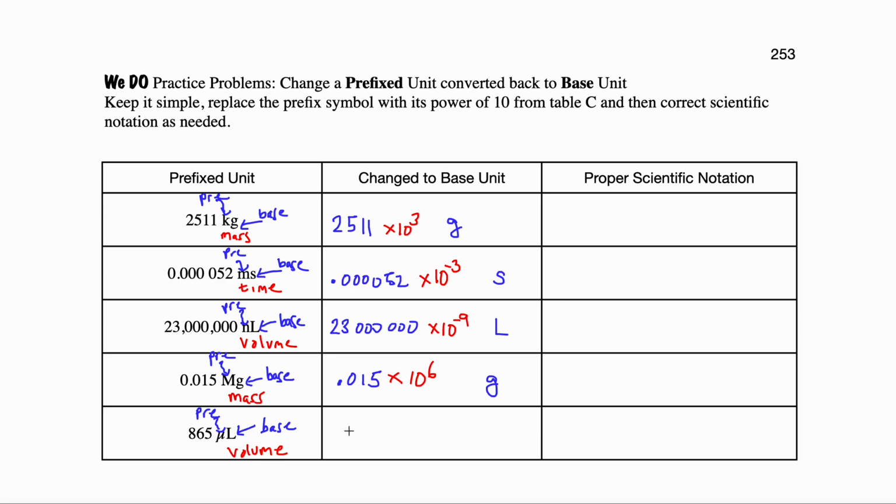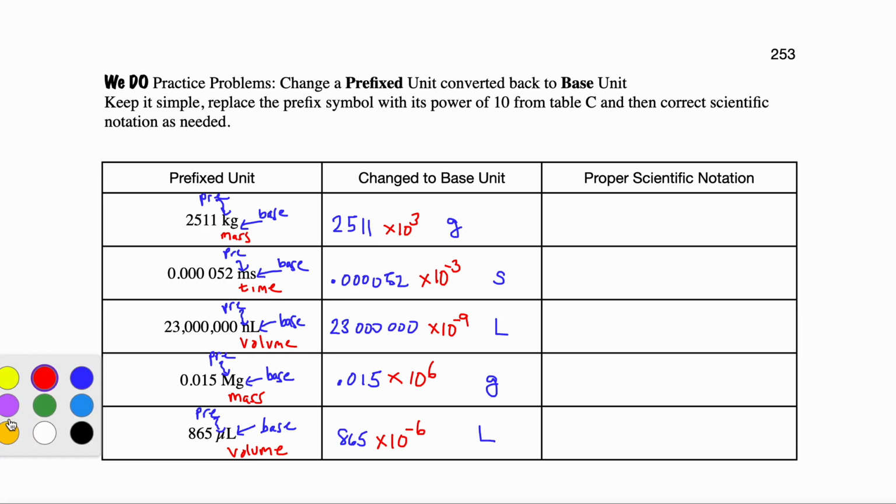So take a look. I keep my digits, 865, and now I've replaced that micro symbol with its power of 10. So 10 raised to the minus 6 power, and it's still in the base unit of liters. So we just simply replaced the prefix symbol with its power of 10 value. That's step 1. Step 2 is we need to put it into proper scientific notation.